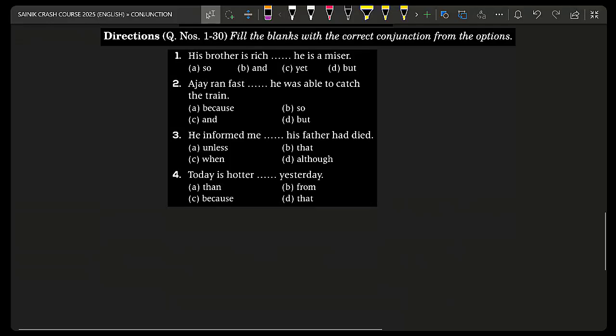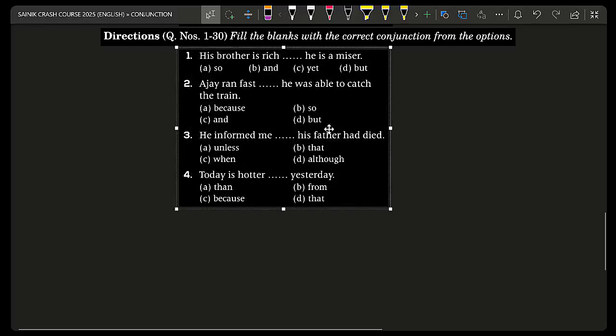Sir, you can tell the meaning of miser. Then he always thinks like he's losing something. He always feels sad that something is missing. Sir, he's very rich, he has everything, but he's always in a feeling that something is missing in his life. Yet. Come again, yet. No, but. Yes, but is correct. So his brother is rich, but he is a miser.